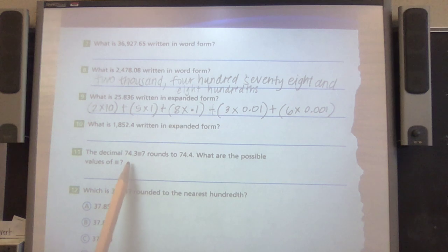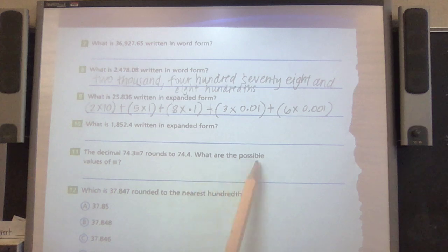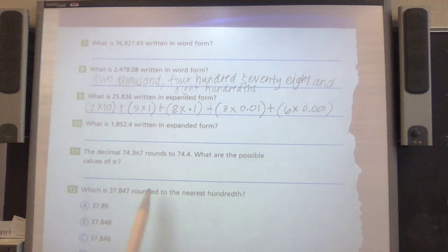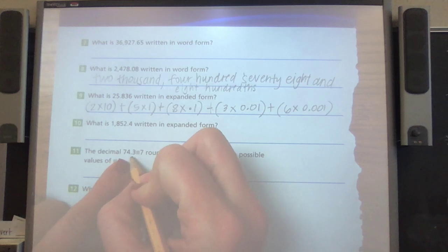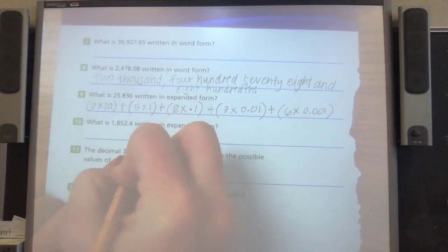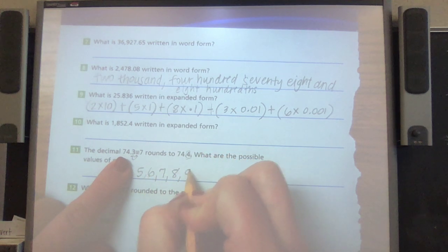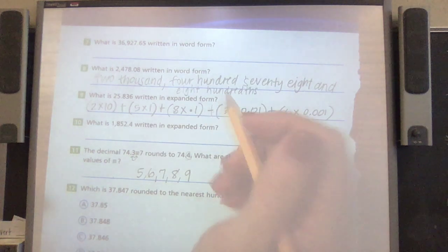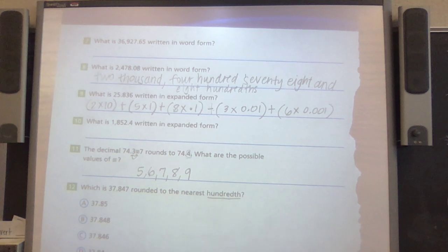Number 11, the decimal 74 and 3/7 rounds to 74.4. What are the possible values that could go in that blank? So if it is rounding to 74.4, that means that when I look next door, it's making this get larger because it said it was 4. So that means I have to have either a 5, 6, 7, 8, or 9. I had to have something larger than 5. I'm going to let you do number 12. Round that to the nearest hundredth.